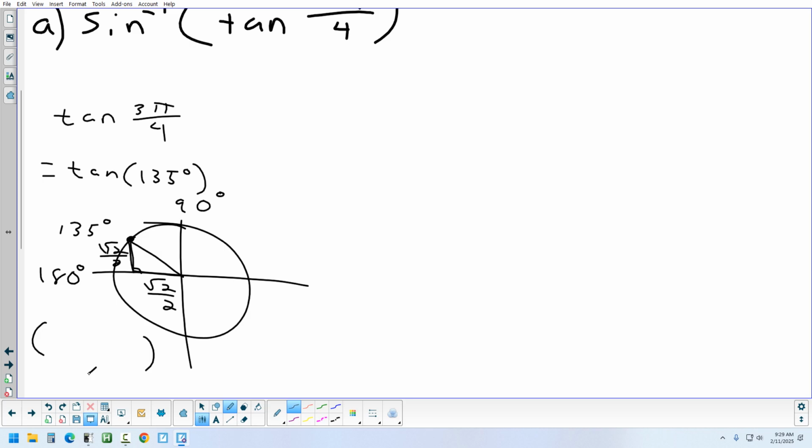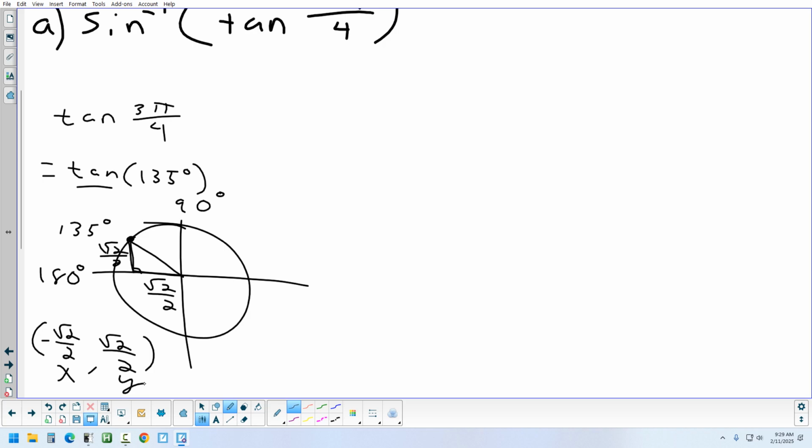Yeah, negative root 2 over 2, and then root 2 over 2. Good. Okay, so now we've got the coordinate. Now we can figure out the tangent. What's the formula for tangent on the unit circle? That's your x, that's your y. Yeah? Opposite over adjacent. Well, that's in a right triangle. But how do we think of it in a unit circle?